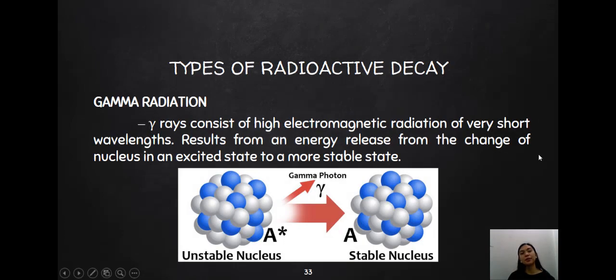Next, let's go to your gamma radiation. Gamma has this symbol, yung parang Y na medyo maarte. Your gamma rays consist of high-energy electromagnetic radiation of very short wavelengths. This results from an energy release from the change of a nucleus in an excited state to a more stable state. Kumbaga, yung inyong nuclide, nasa excited state siya. Therefore, to reach stability, kailangan niyang mag-emit ng gamma radiation to reach a stable nucleus. So, let's take a look at an example.